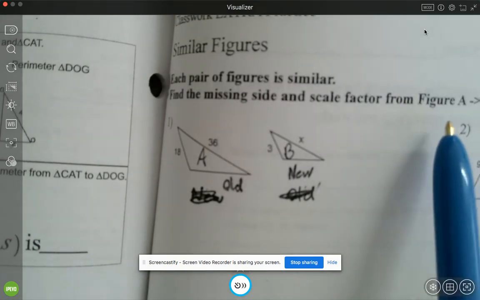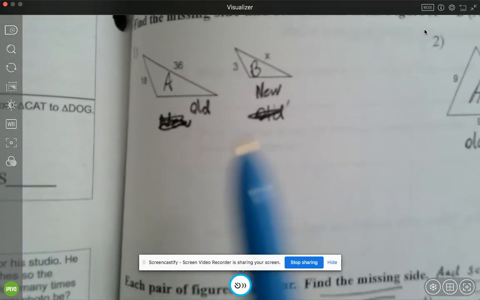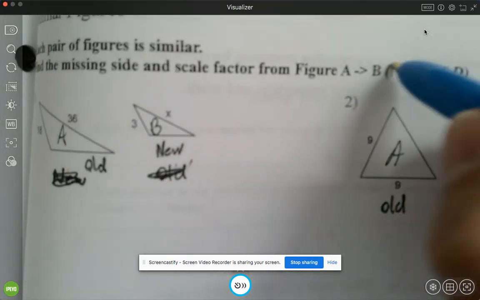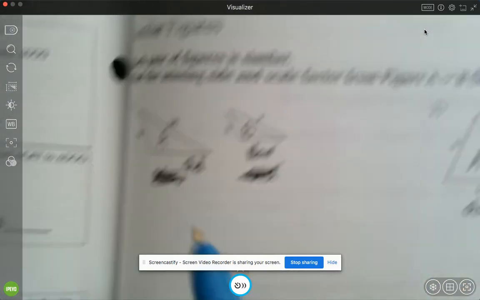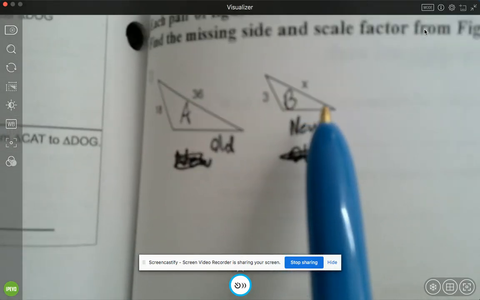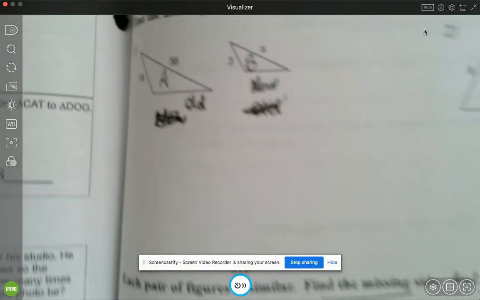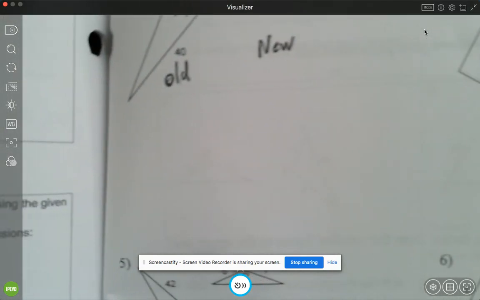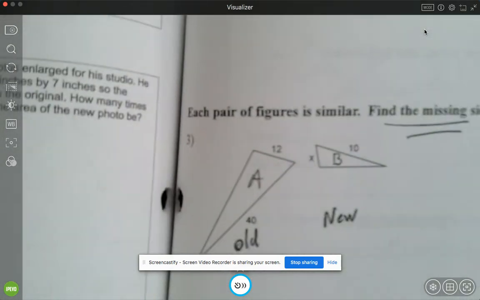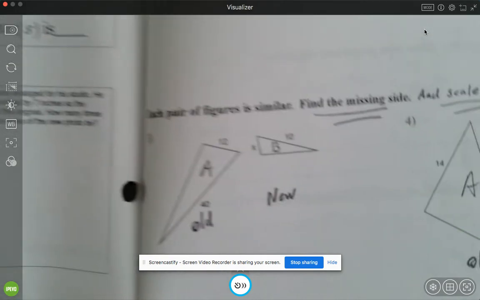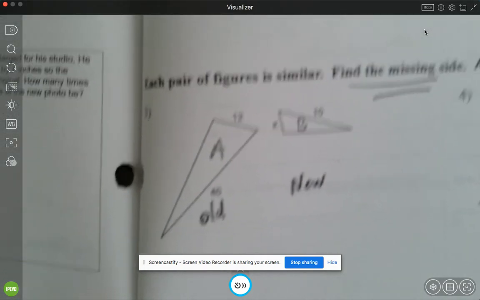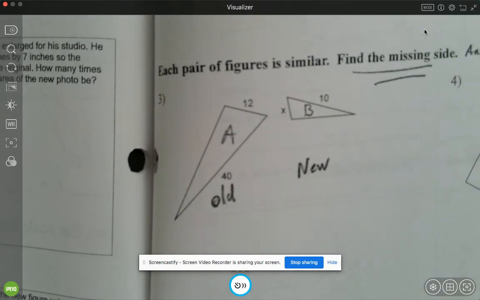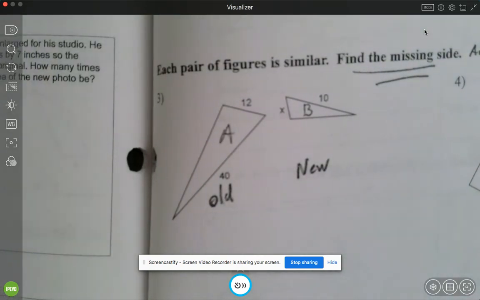So we're going from A to B. That means if you're always going from A to B, B is always going to be your new. So say I did number 3. Looking for scale factor. With these, it does say find the missing side length, but I just want you to work on the scale factor.